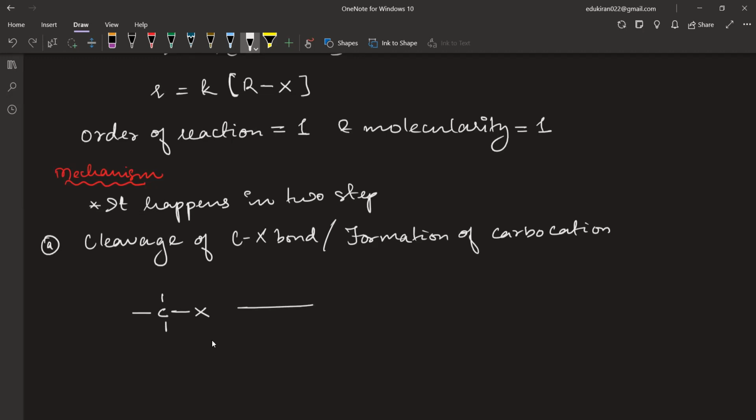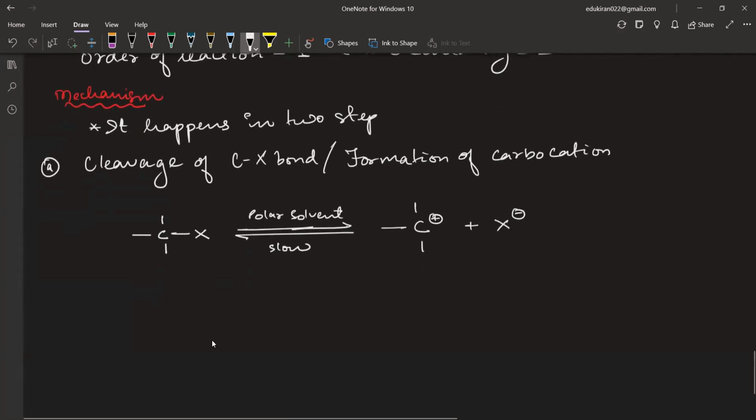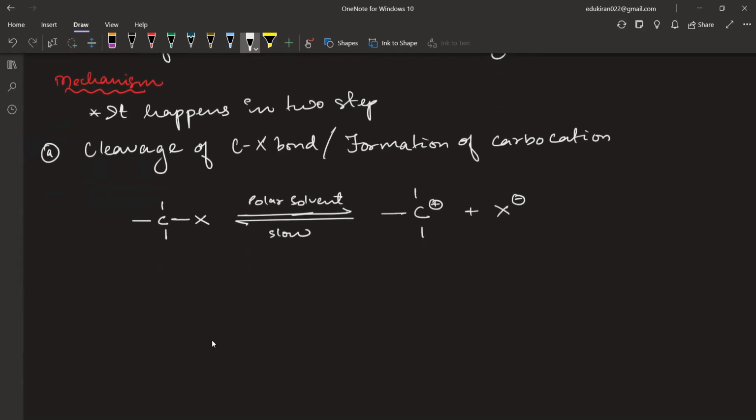And you will be using a polar solvent. We'll understand why a polar solvent is used. This step is reversible and also slow. The polar solvent will be there, and you will form carbocation plus X negative. Since X negative is here, there is a high probability that it can attack this carbocation and again form the alkyl halide.